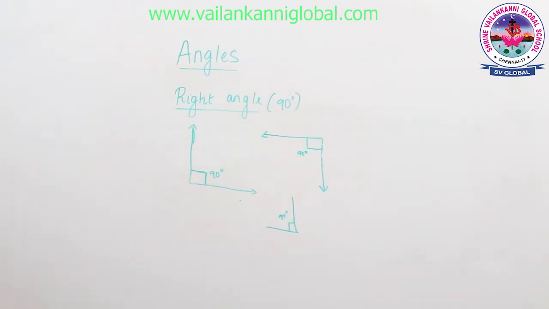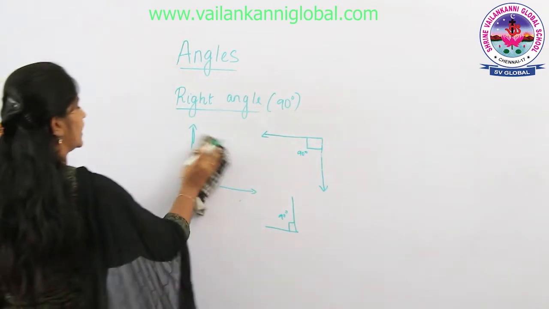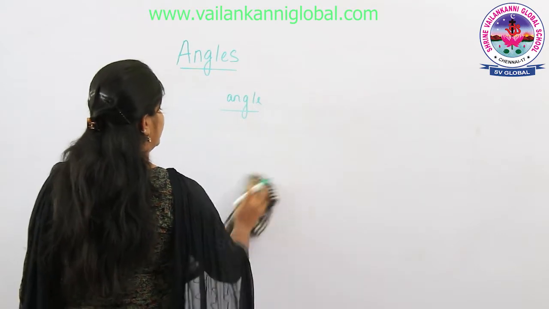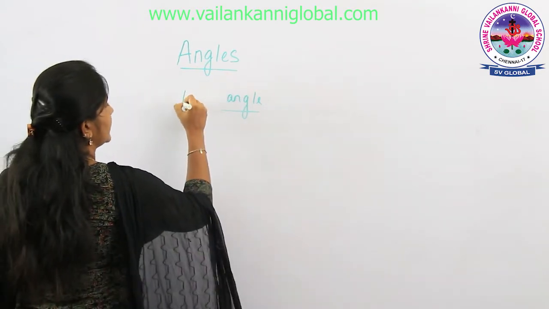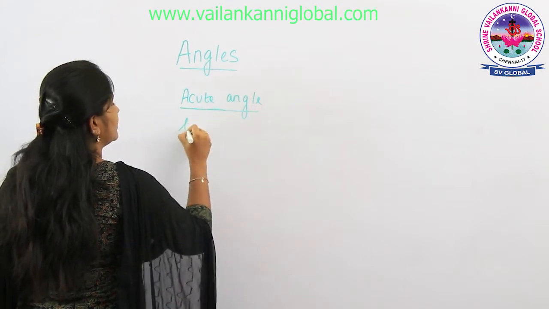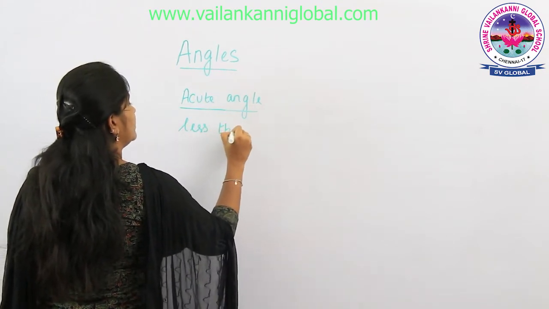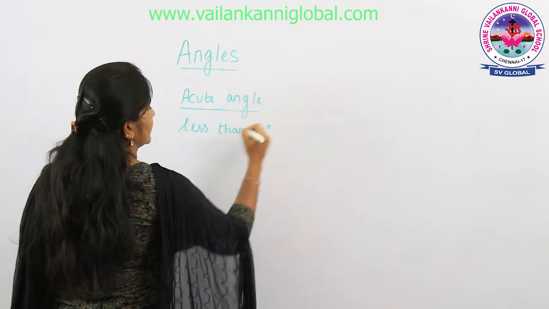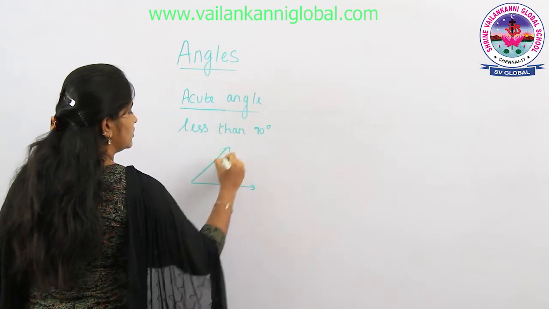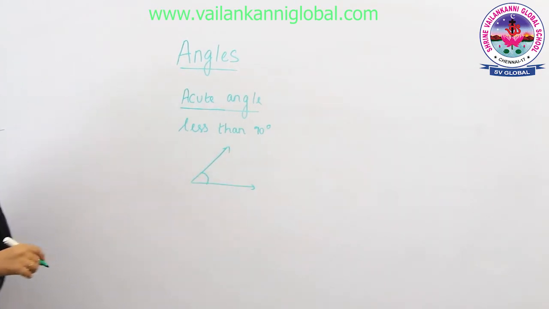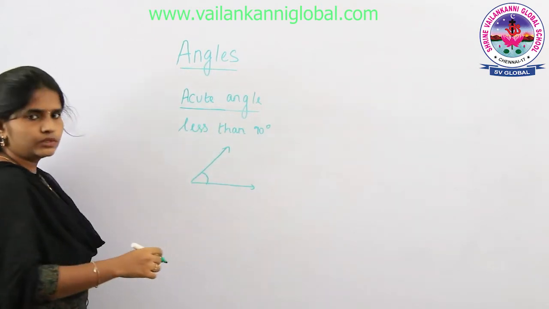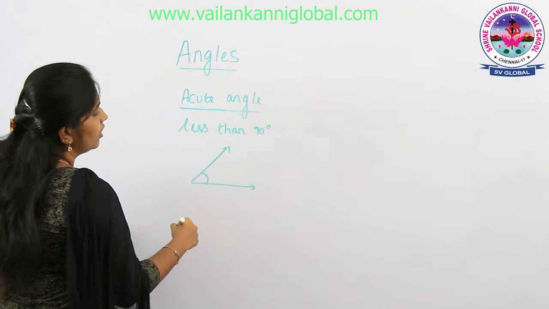Next one is the acute angle. Acute angles are angles that are lesser than 90 degrees. These are less than 90 degrees. Okay, so I can draw this way. It is smaller, lesser than 90 degrees. They are smaller, tiny, they are acute. So less than 90 degrees are called acute angles.